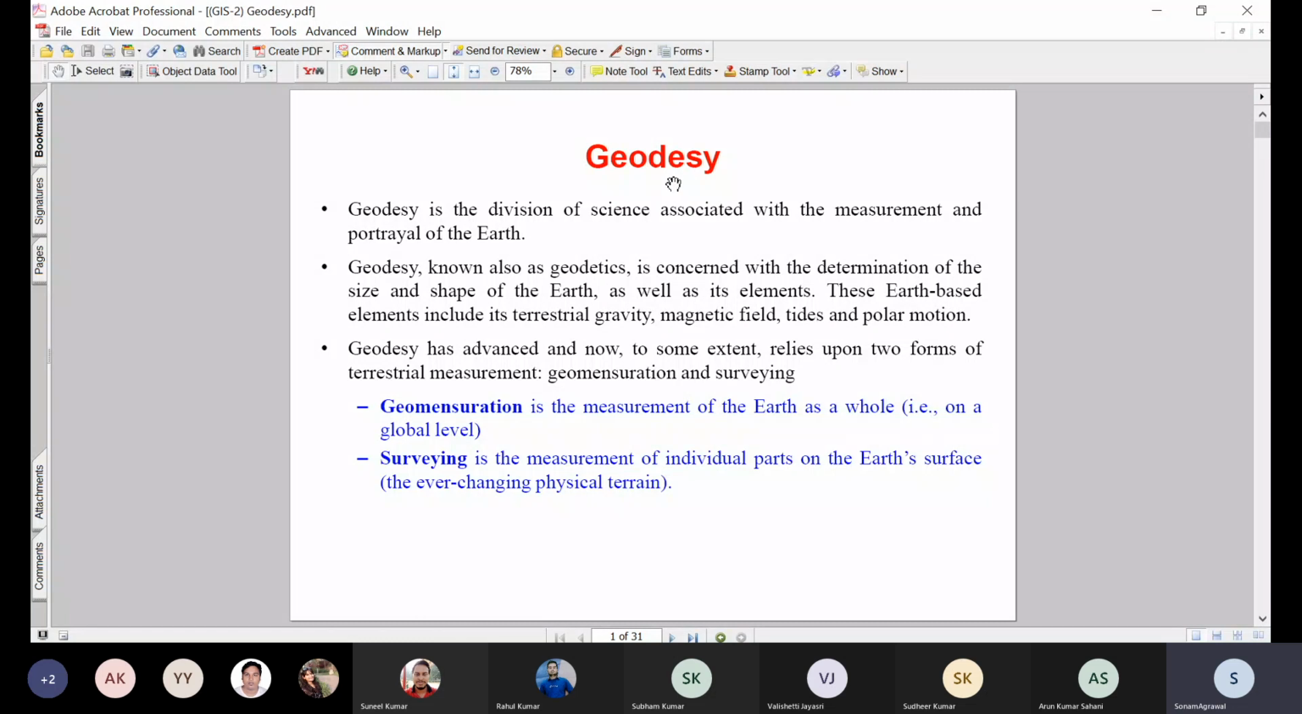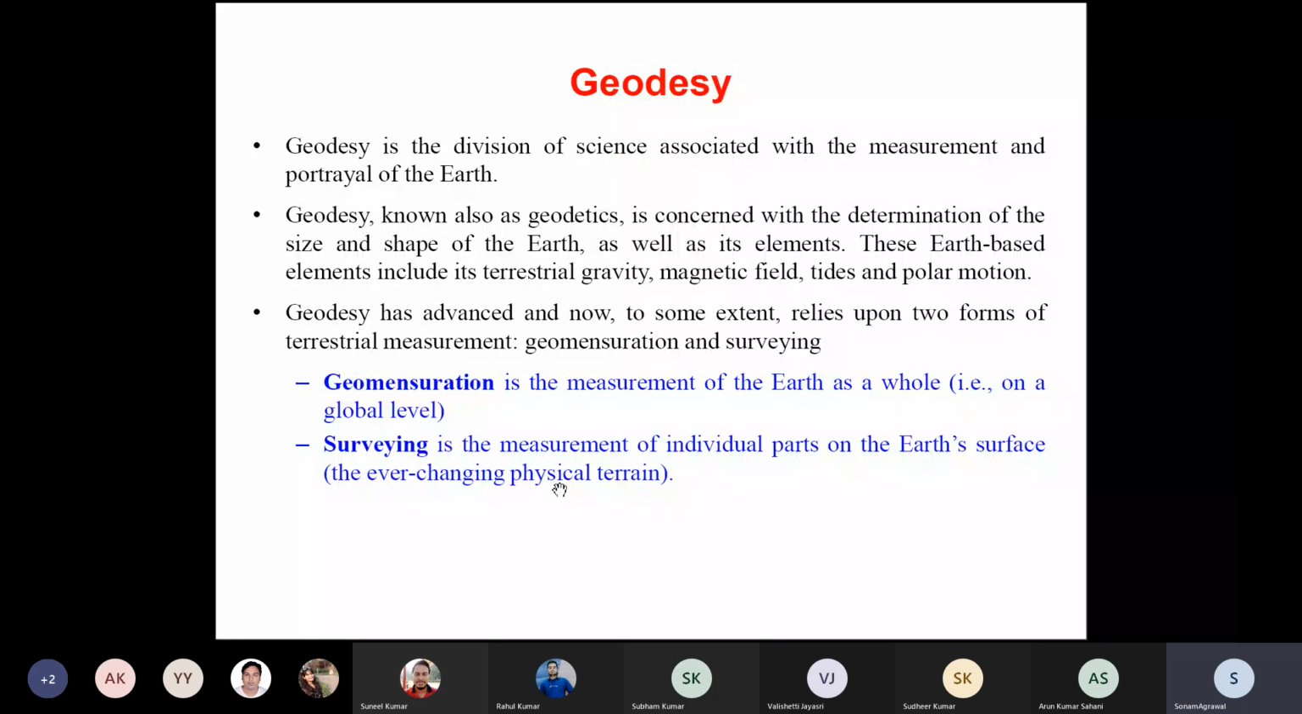So first of all, what is geodesy? As written on the screen, geodesy. Geodesy is the division of science associated with the measurement and portrayal of the Earth. It is also known as geodetics, and it is concerned with the determination of the shape and size of the Earth as well as its elements. These Earth-based elements include its terrestrial gravity, magnetic field, tide, polar motion, and other things.